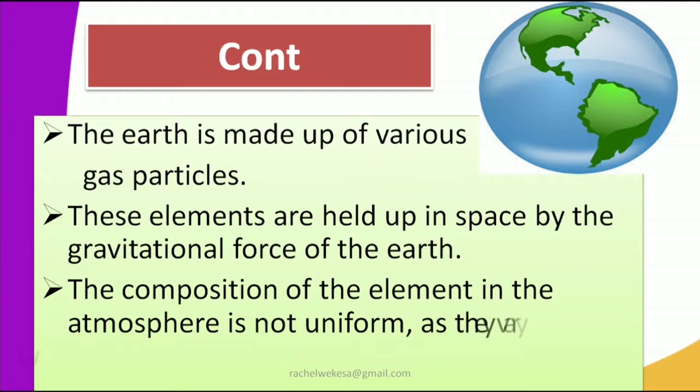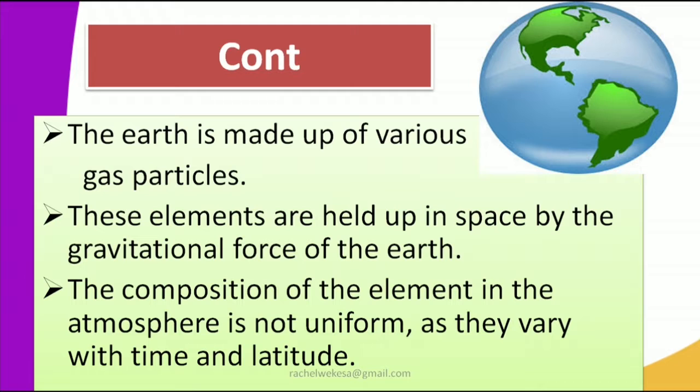The composition of the elements in the atmosphere is not uniform, and they also vary with time and latitude. You see that what the atmosphere is made of is not uniform. Sometimes they can be too much, in other places too little, in other places just moderate. And they also vary with time. For example, pressure varies with time. Also temperature varies with time, and also latitude. And latitudes are the imaginary lines that cross the Earth's surface. You have learnt about the Greenwich meridian, the prime meridian, the longitudes, and the latitudes.